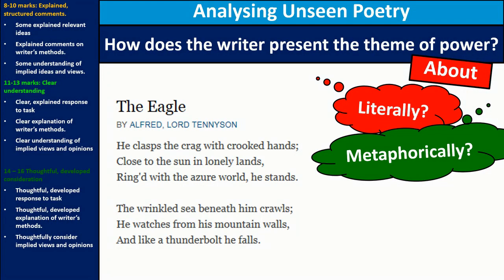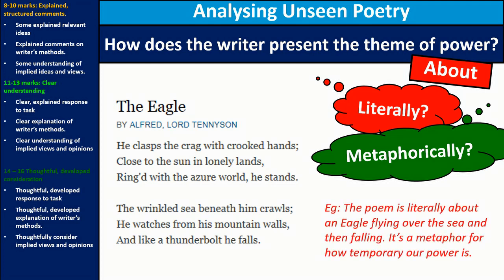So let's walk through an example. So I've got a poem here called The Eagle, 6 lines long, 2 stanzas each. And my question here is about how does the writer present the theme of power? So if I read it, I'm thinking on 2 levels. What is this poem literally about? And then what is it a metaphor for? Well, it's literally about an eagle flying over the sea and then he falls at the end. Metaphorically, that will reflect how temporary our power is and how we can lose it at any moment.